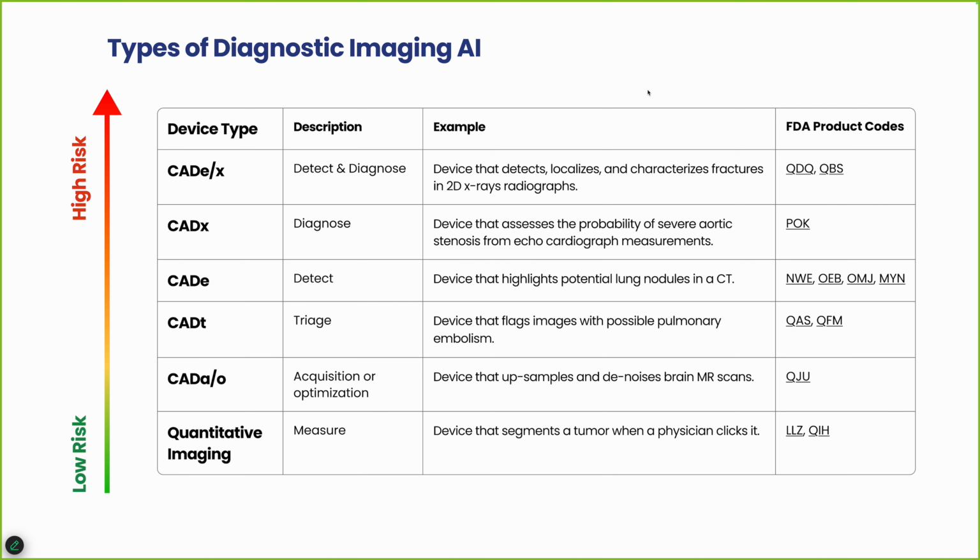Okay, so now let's zoom into diagnostic imaging AI a little bit here. First, this is a way that the FDA categorizes diagnostic imaging AI, starting with the lowest risk type of devices on the bottom, going up in risk.